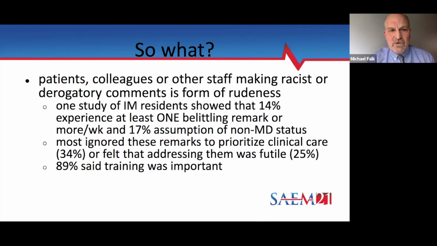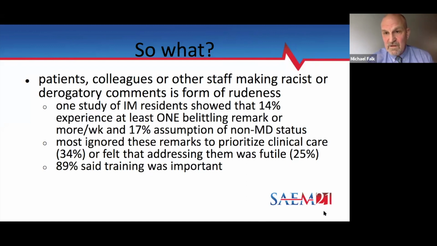To tie this into the larger picture, there's a study out there looking at internal medicine residents and the frequency with which they deal with derogatory comments in the workplace. If you look at all 300 plus internal medicine residents in this study, 14% experienced one or more belittling comments a week. 17% of them had to deal with the assumption of non-MD status. Now, obviously, that is going to be different for various people. 45% of Black and Latino residents experience racist comments or refusal of care from a patient in a weekly setting.